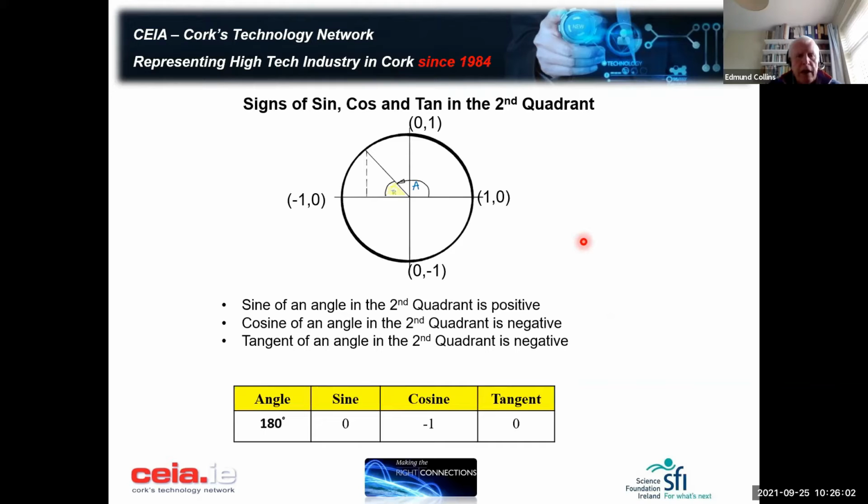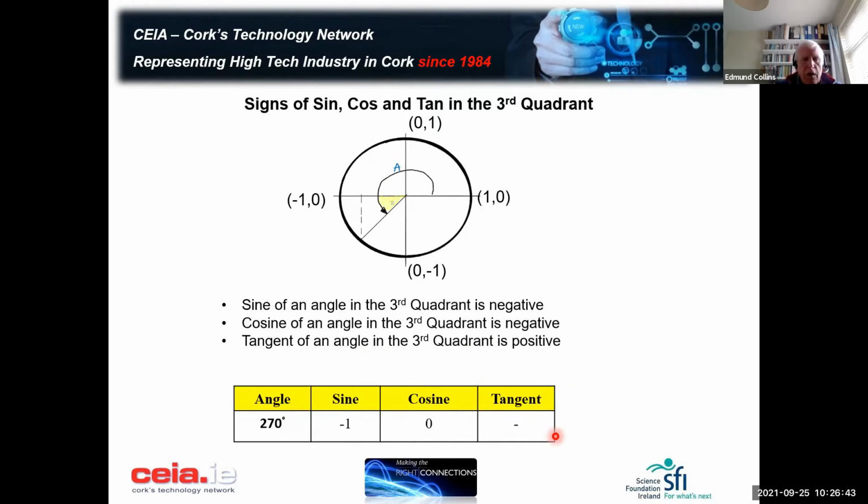So we're in the second quadrant now, and in this case, the sine is positive again, because this is the positive y-axis. The hypotenuse is neutral, if you like. The cosine, however, is negative because we're talking about the negative x-axis, and the tangent is also negative in this case. So in this case, the angle 180 degrees: the sine is 0, cosine is -1, and tangent is 0.